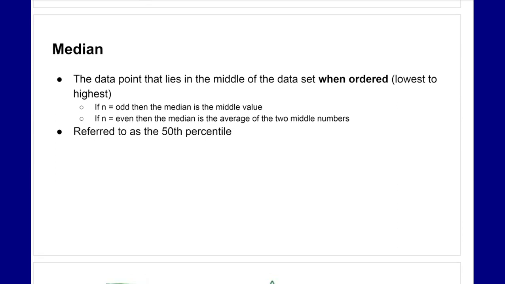Next is the median. The median is the data point that lies in the middle of the data set when ordered. Right? So that's a key thing. We need to make sure that our data is ordered from lowest to highest, and then we find whichever one is in the middle. If n is odd, right? If the number of values we have is odd, then the median is the middle value. If the number of data points that we have is even, the median is the average of the two middle numbers. Right? And it's sometimes referred to as the 50th percentile, which we'll refer to in a future lesson.